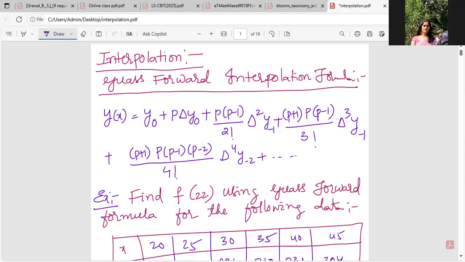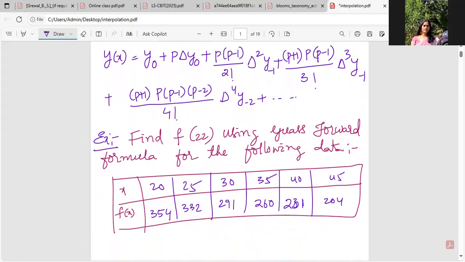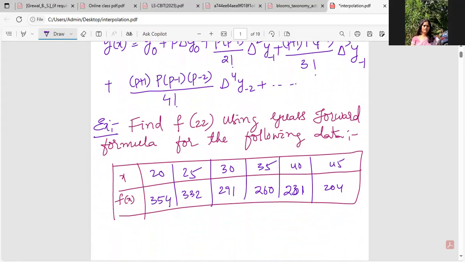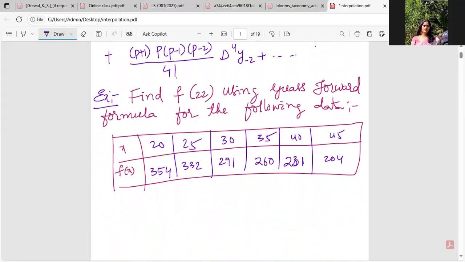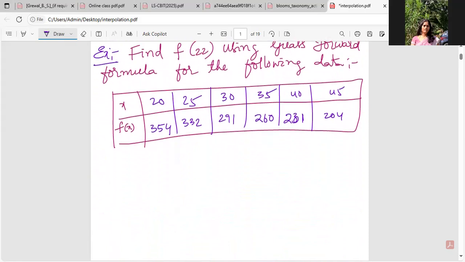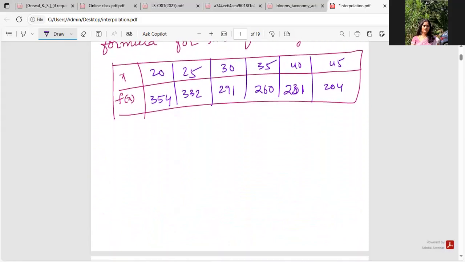Let's see a problem on Gauss forward interpolating formula. Find f(22) using Gauss. Of course, I can notate the same formula using central difference operator. In this video, I'm not going into the details just to save time. I'm just showing you a problem. Find f(22) using Gauss forward formula for the following data. This is the data that's been given to me.